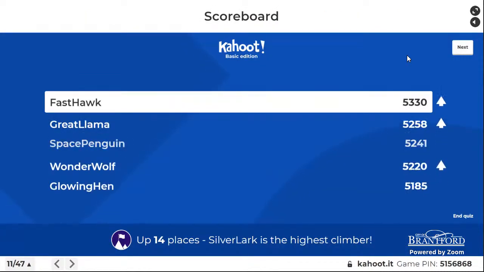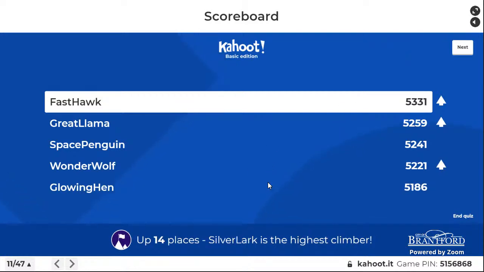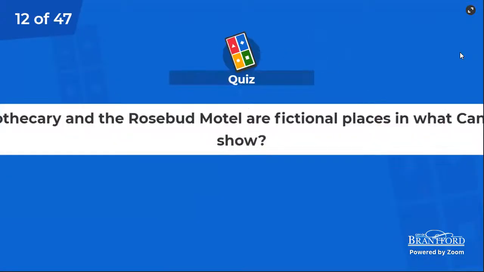Heading back onto the leaderboard. Oh, lots of changes there. Looks like Fast Talk is now in first place with 5,331 points. Great Llama is not far behind. Space Penguin is in third place. And then also it looks like that Silver Lark has jumped up 14 places as a result of that. So well done. Just a reminder, speed and accuracy is the key to get lots of points here. Heading on to the next question.